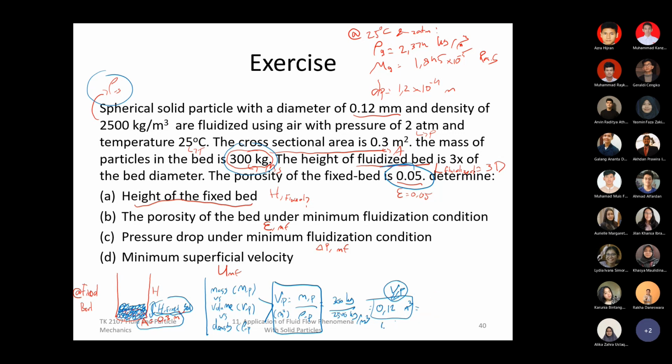So maybe it's better for me to write it this way. Now height of the fixed bed is the volume of the particle divided by the area, right? Volume divided by the cross area, then you get the height. But this is still assuming the epsilon to be 1. This is still assuming that all the space can be used to fill the particle. So that's why don't forget to consider the 1 minus epsilon, because not all of the space can be used to fill the particle. Okay, any question?